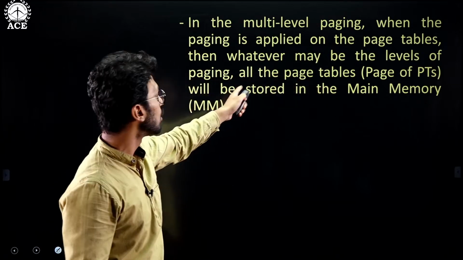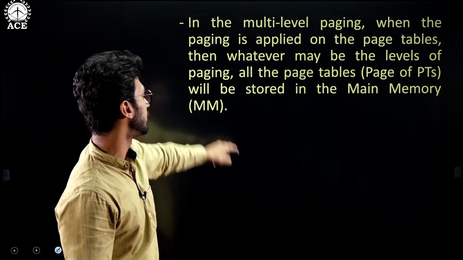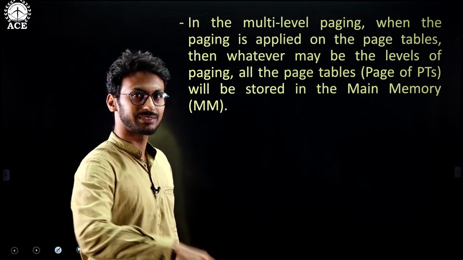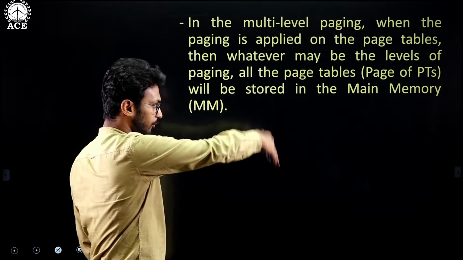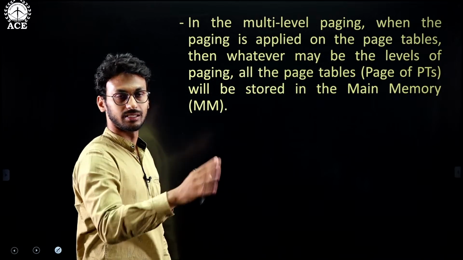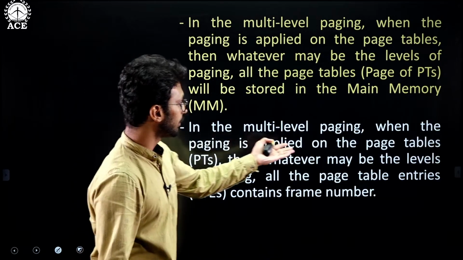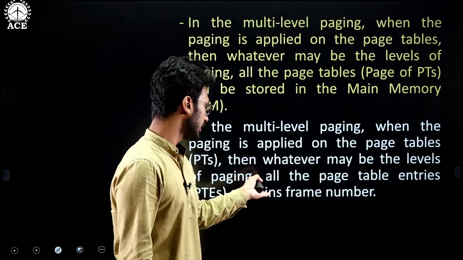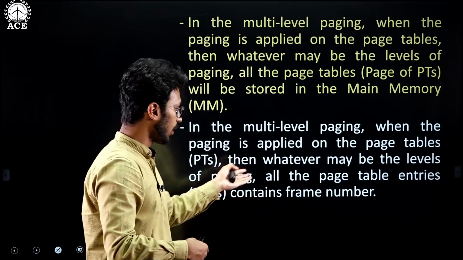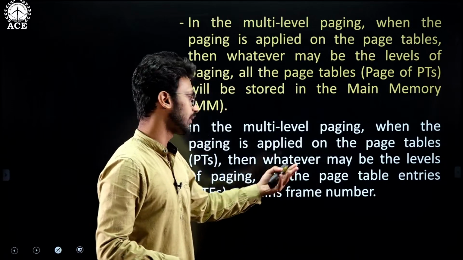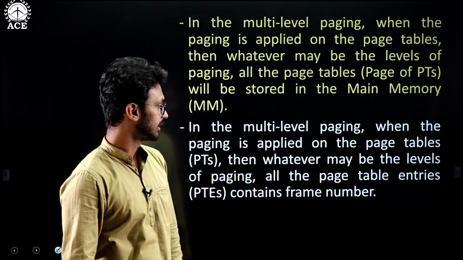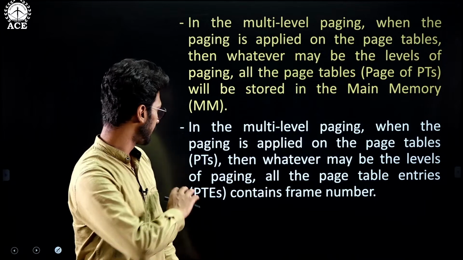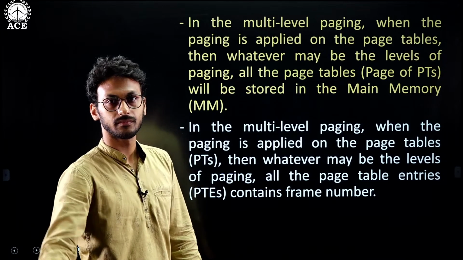In the multi-level paging, when the paging is applied on the page tables, then whatever may be the levels of the paging, all the page tables will be stored in main memory. Done. That is the point. Also, whatever the levels of paging, all page table entries contain frame number only. Done.